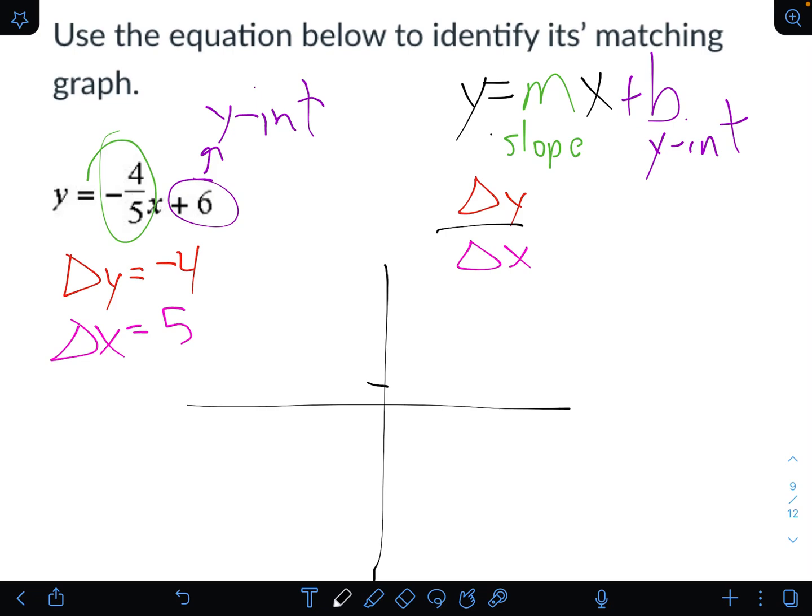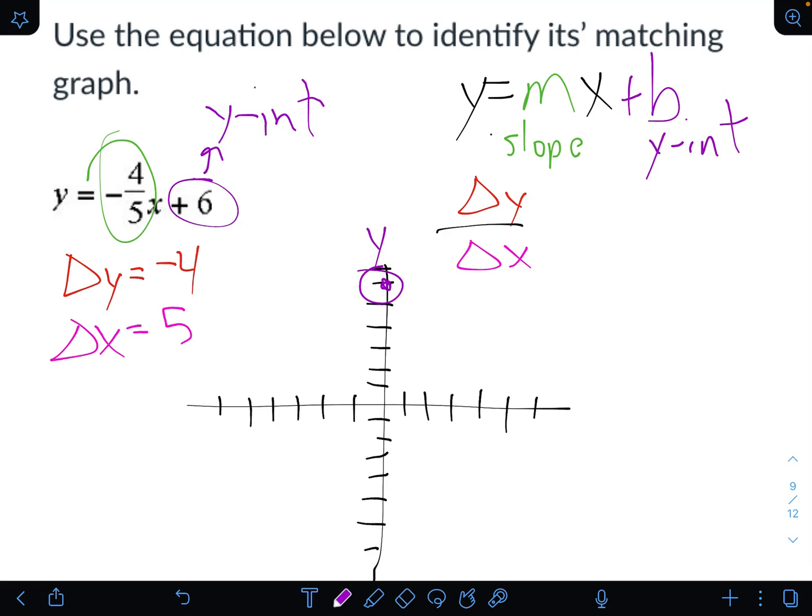Line, line, perfect. So let's see here. Let's go up 1, 2, 3, 4, 5, 6, 7 for good measure. And then let's go down 7. 1, 2, 3, 4, 5, 6, 7. And then we go to the right. 1, 2, 3, 4, 5, 6. That should be enough. Okay. So first off, y-intercept, that's 6. So here's our y-axis. So let's go up 6. 1, 2, 3, 4, 5, 6. Oops. There we go. That's our y of 6.